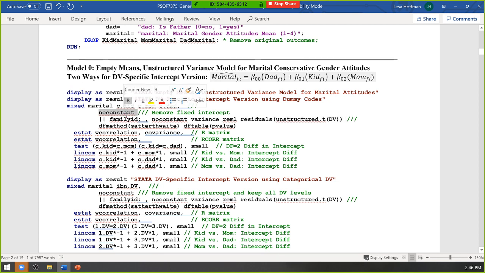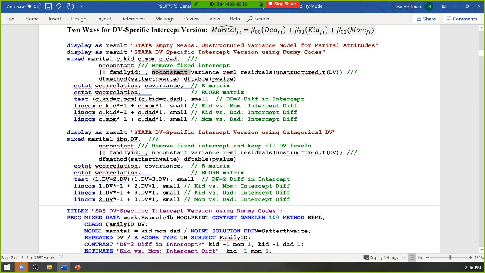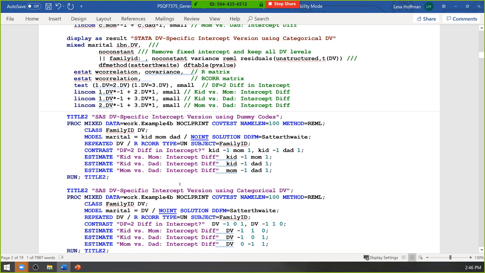So this is the one that controls the fixed intercept. That will come in and out as I show you different ways of doing the model. This is the one that controls the random intercept. That one will always stay because there's not a random intercept in any of the models today. There will be next week, but not today. Stata and SAS differ in that SAS does not put a random intercept in by default, so I don't have to go to the trouble to shut it off. Only Stata does that.